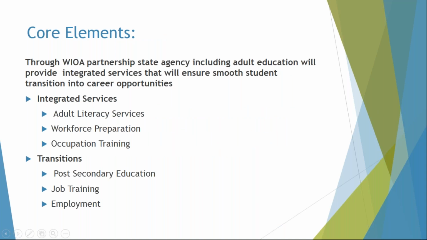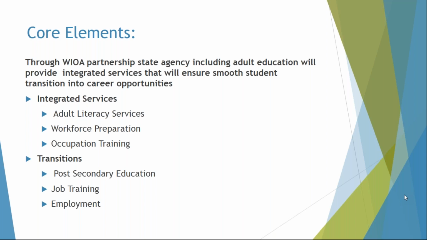Let's talk about the core elements of WIOA. Through the WIOA partnerships, there are 4 required partners and 24 required partners throughout the state. We developed a unified state plan to integrate services throughout our agencies to better meet the students' needs. These integrated services comprise adult literacy services, workforce preparation, and occupation training. The whole goal of the WIOA movement is to prepare our students for college and career readiness.